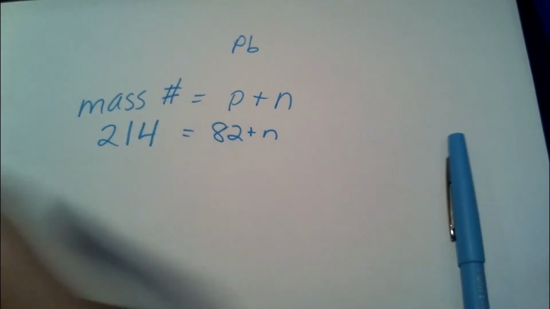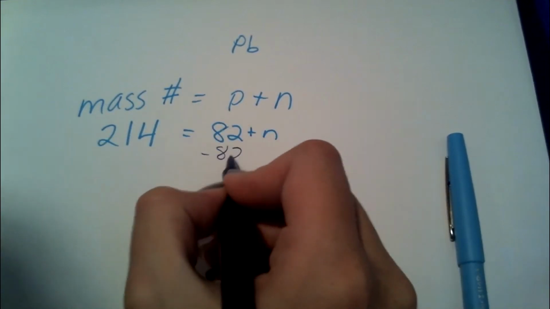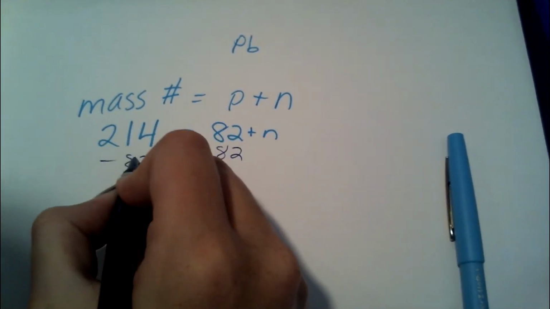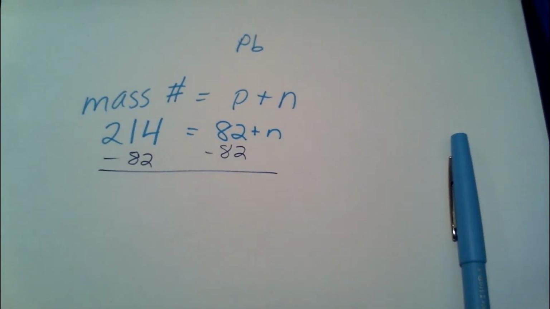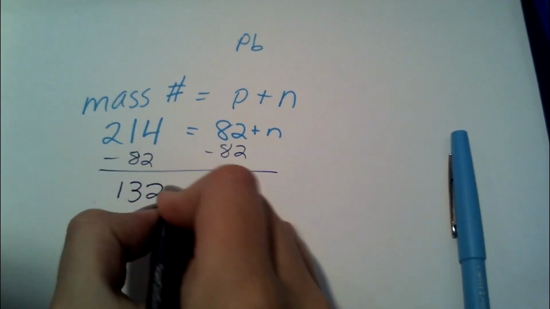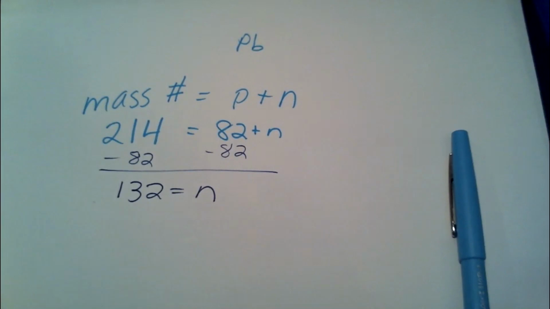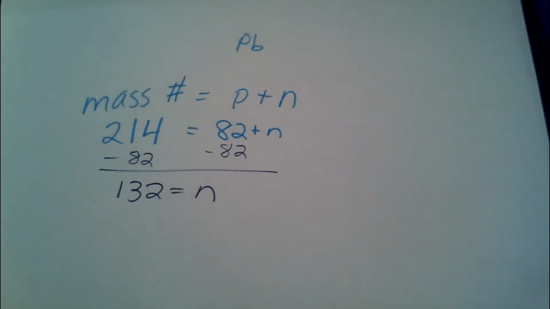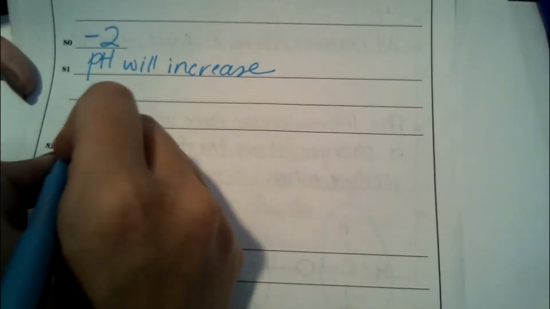So 7th grade algebra, I'm going to subtract the 82 from both sides. Again, I can't do mental math because I was maybe dropped on my head. No one really knows what happened to me. This is 132 neutrons. That's the answer. You just have to know that that 214 is the mass number and what a mass number consists of. So for number 82, we are looking at 132.